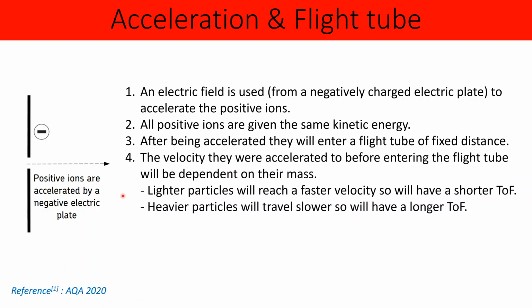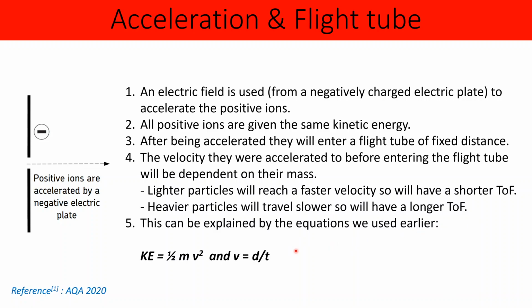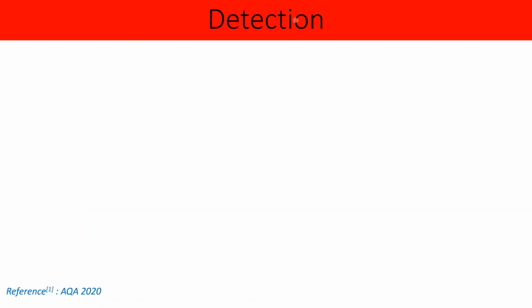But remember that their velocity in that flight tube will be a function of their mass. They've all got the same kinetic energy, but their velocity will be different. So your light particles are going to go really fast, so they're going to have a short time of flight, and your heavy particles are going to go slower, so they're going to have a longer time of flight. And we can use the calculations KE equals 1/2 mv squared and speed equals distance over time in order to perform those calculations.